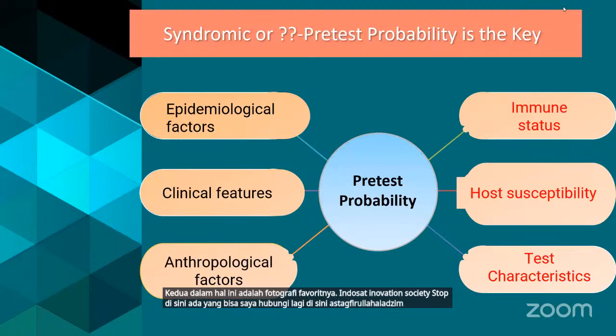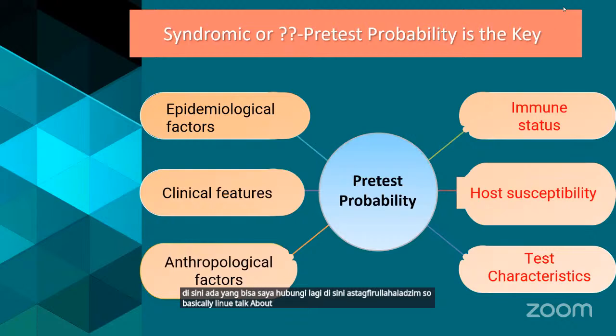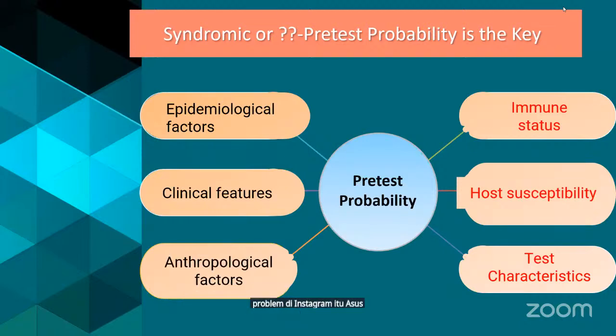So basically, when we talk about meningitis or meningoencephalitis, the most important thing when you decide the investigation to be sent is that the pretest probability is the clue. So we need to assess the epidemiological factors, the clinical features, the immune status of the individuals, host susceptibility, and test characteristics. And based on that, you need to select the right test.